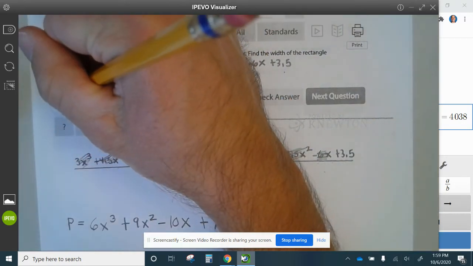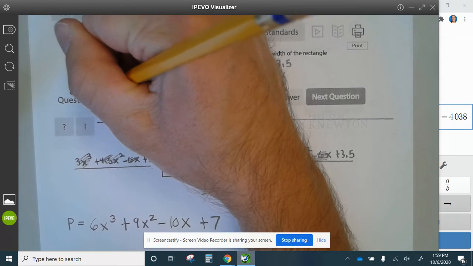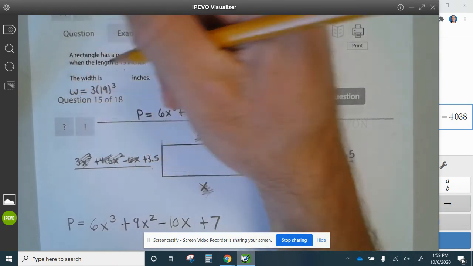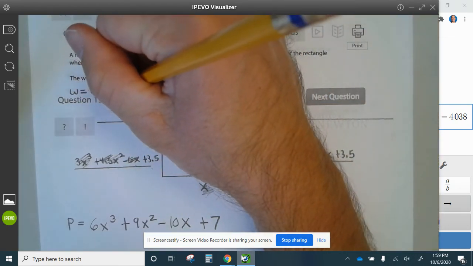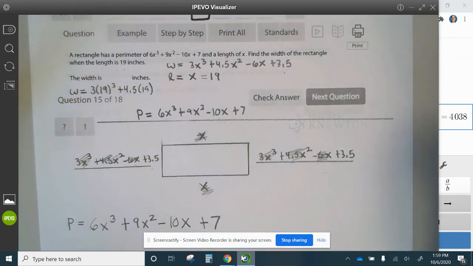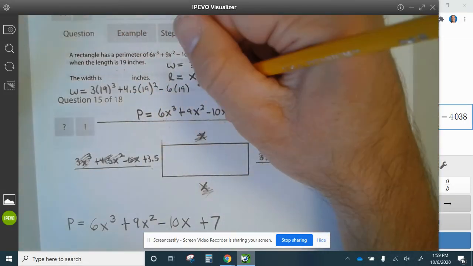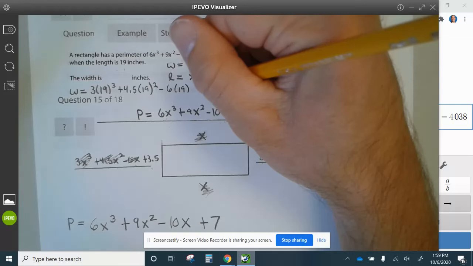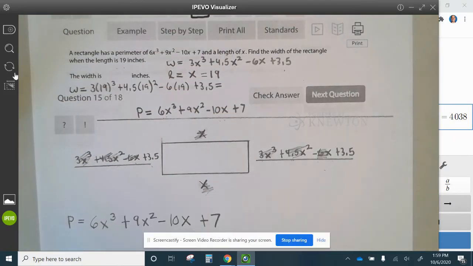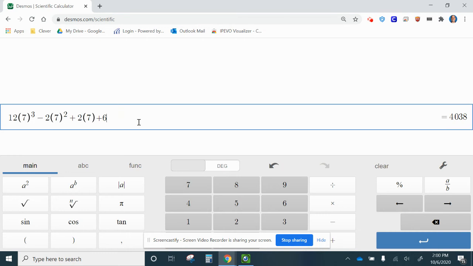So the width is, we're going to plug 19 in for x. So that's 3 times 19 cubed plus 4.5 times 19 squared minus 6 times 19 plus 3.5. So let's use Desmos. Okay. And I should have the calculator right here. Good. Let's just delete this.